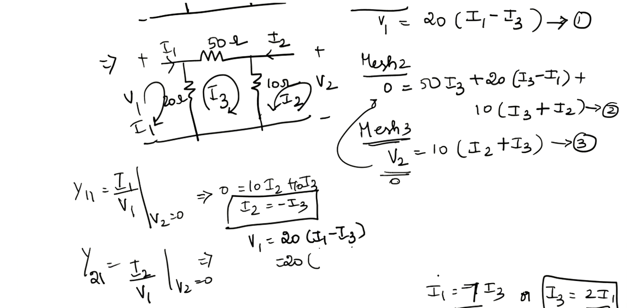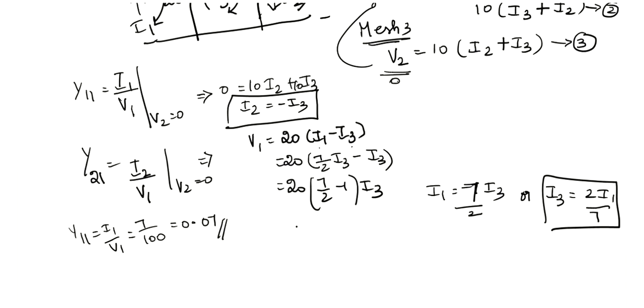We do not directly have I2 equivalent to I2. Only you are having I1 equal to I3, then I3 will be equal to I2. So this is the way you have to substitute. So I1, what is the value? 7 by 2 I3 minus I3. Clear? 7 by 2 I3. So what you are getting? 7 by 2 minus 1 into I3. So you are getting 5 by 2 into I3.